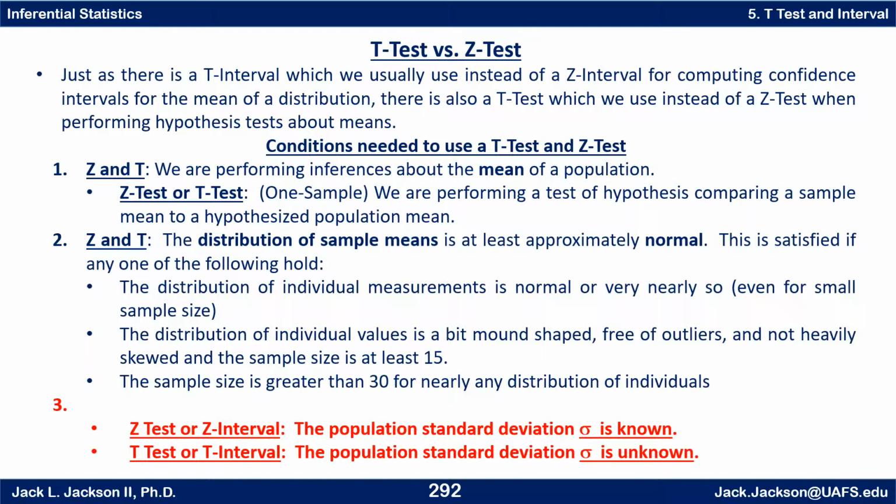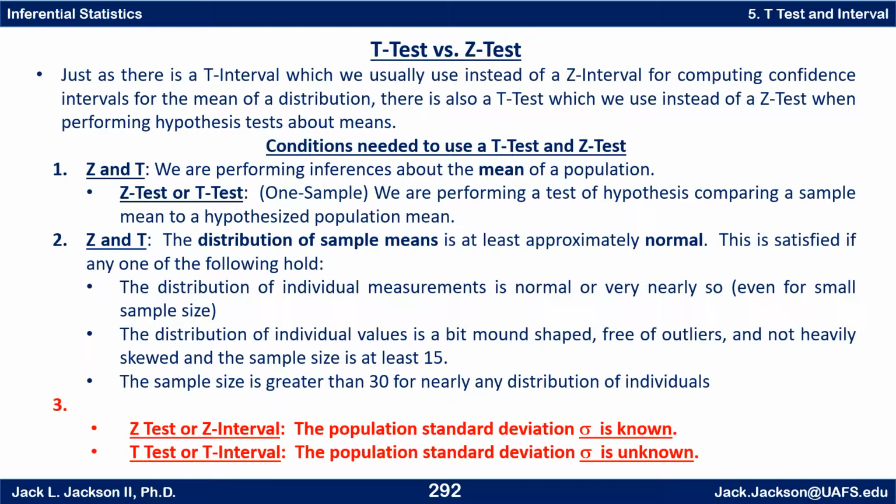For both the z and the t, we're performing inferences about the mean of a population. For a z-test or t-test, one sample version, we're performing a test of hypothesis comparing a sample mean to a hypothesized population mean. For both the z and the t, the distribution of sample means must be at least approximately normal. This is satisfied when any one of the following conditions hold.